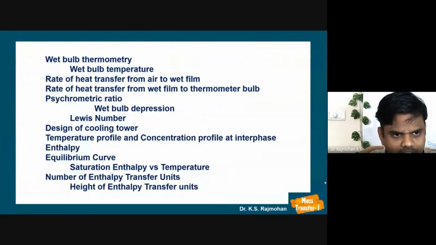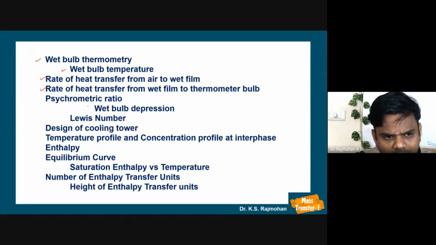So in this we will start with what is wet bulb thermometry. In that we will define what is wet bulb temperature, what is the rate of heat transfer from air to the wet film, and the rate of heat transfer from the wet film to the thermometer bulb, and at steady state they are equal. Then we will define what is psychrometric ratio, wet bulb depression, what is the Lewis number condition, and later we will move towards design of cooling towers.